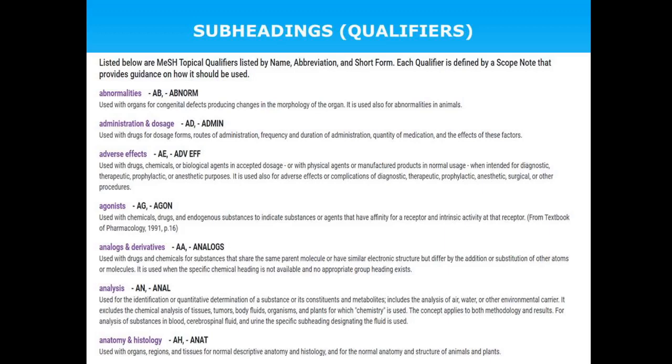So take abnormalities. A subheading can be represented in three forms. That is, the full name, abnormalities; AB is the two-letter abbreviation; and abnorm is the indexed abbreviation. So one subheading can be represented in three forms, right? When you see SURG, IMMUNOL, those are indexed abbreviations. Similarly, these describe where it is used. Abnormalities are used with organs for congenital defects producing changes in the morphology of the organ. It can be used in this context.